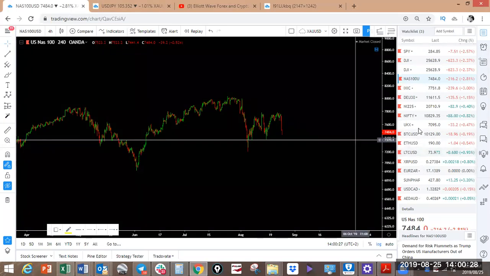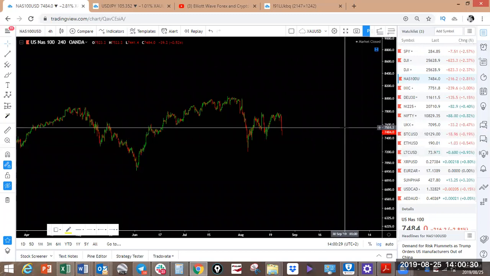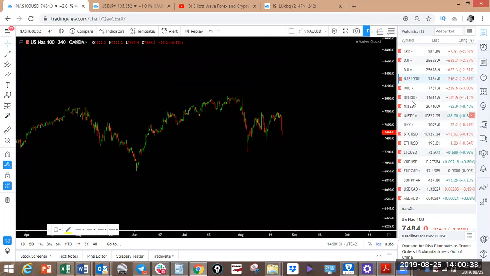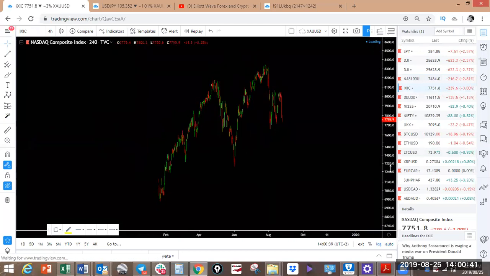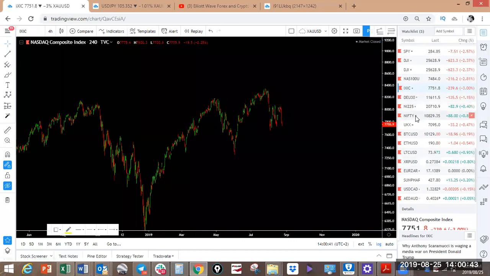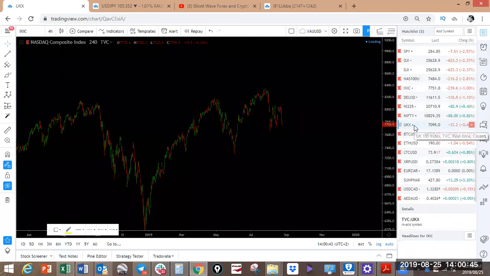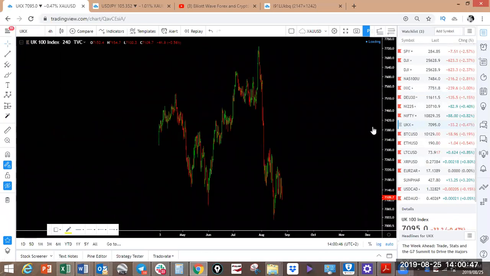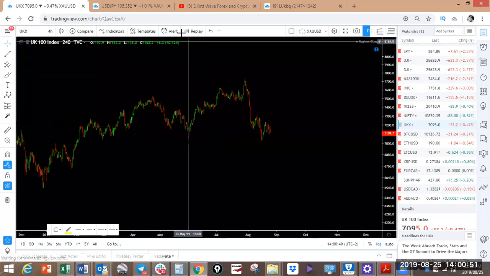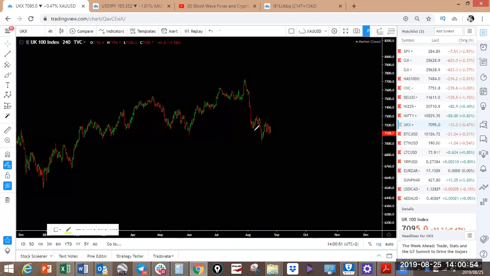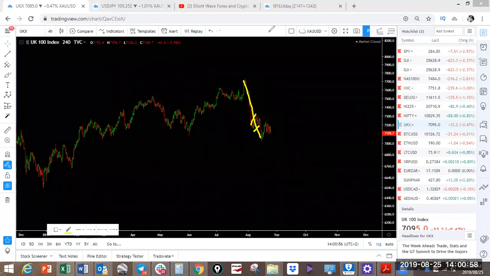All right, so that is the NASDAQ. Let's look now at the DAX. Or rather, we'll start with the UK 100. Okay, so UK 100, we've made an impulsive move. This one has made a 5-wave move to the downside. We looked at this one to drop here. We've got that drop now.